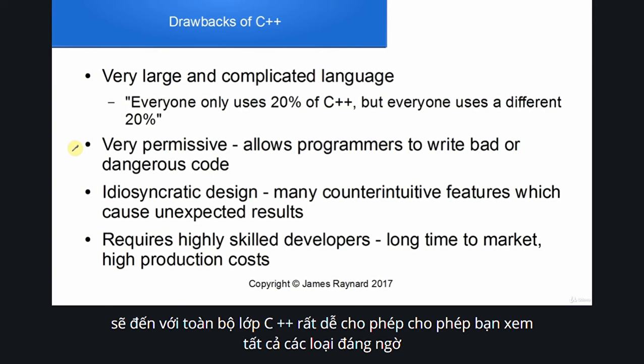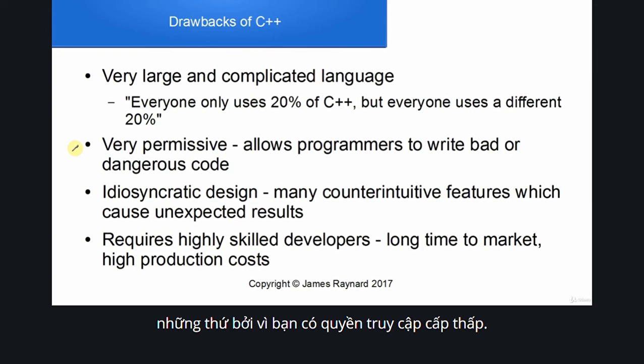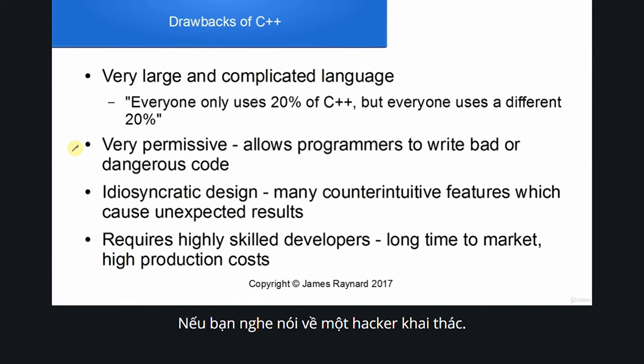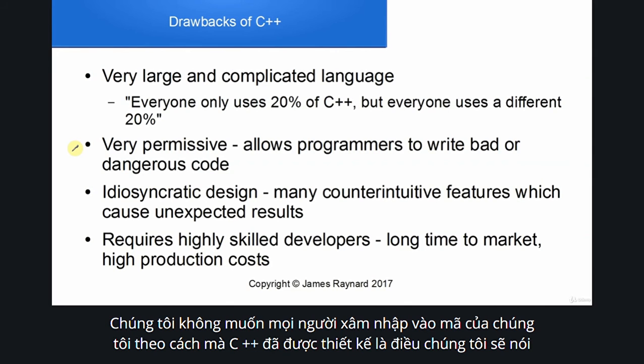C++ is very permissive. It allows you to do all sorts of dubious things. Because you do have low-level access, it does allow you to write bad code, and it also allows you to write dangerous code which interferes with the machinery or memory. If you've heard about hacker exploits, these are the kind of things that I'm talking about. Obviously we want to try and avoid those. We don't want people hacking into our code.